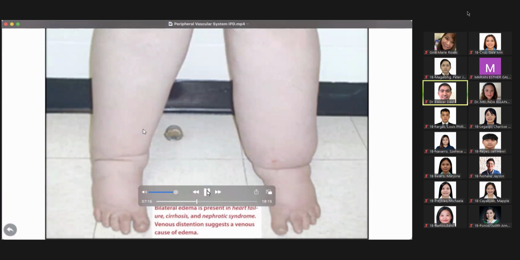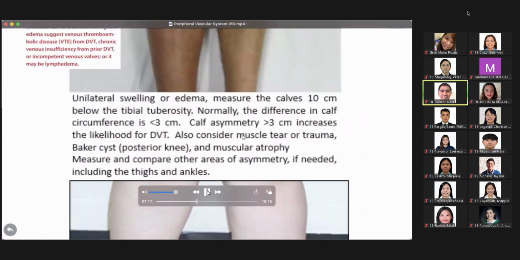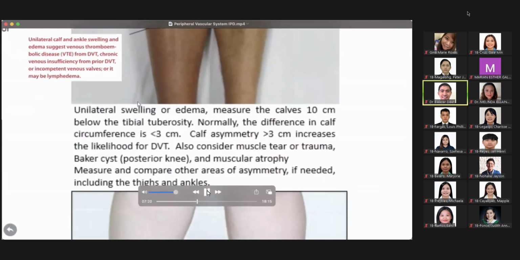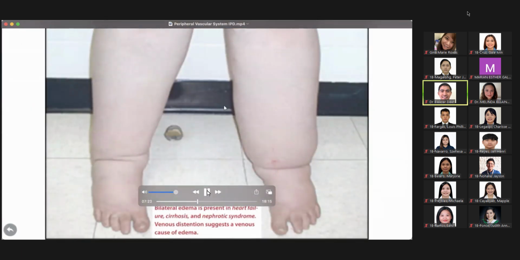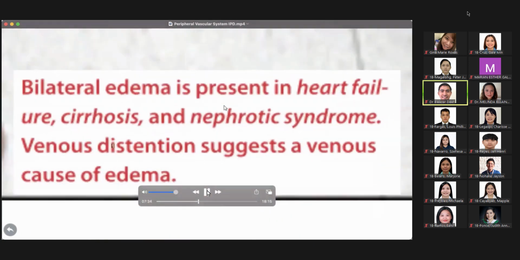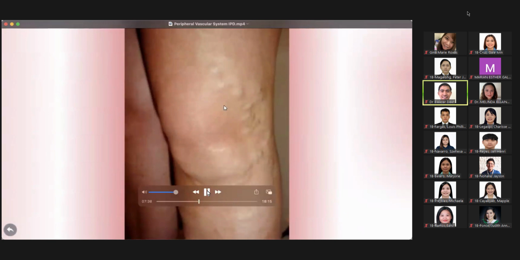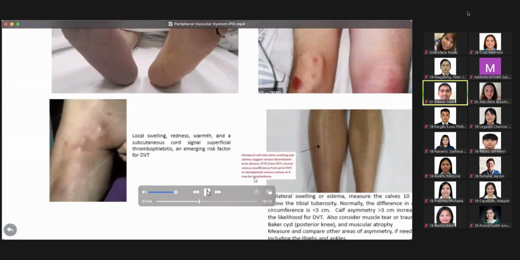This is bilateral edema. The other one is unilateral edema or ankle swelling. Or this one is bilateral edema. Most of the time, it can be due to heart failure, cirrhosis, or nephrotic syndrome. If there's venous distension like this, the edema can be suggestive of venous origin.